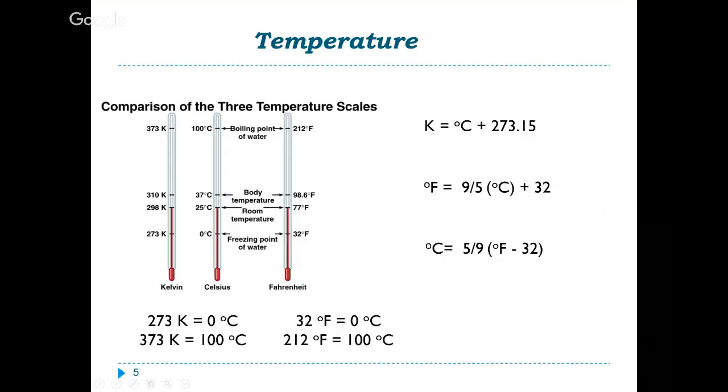Here are some standard temperatures at which water boils and freezes. Water freezes at 0 degrees Celsius, which is the same as 273 Kelvin, and boils at 100 degrees Celsius, which is the same as 373 Kelvin. That boiling temperature corresponds to 212 degrees Fahrenheit, and the freezing point corresponds to 32 degrees Fahrenheit.